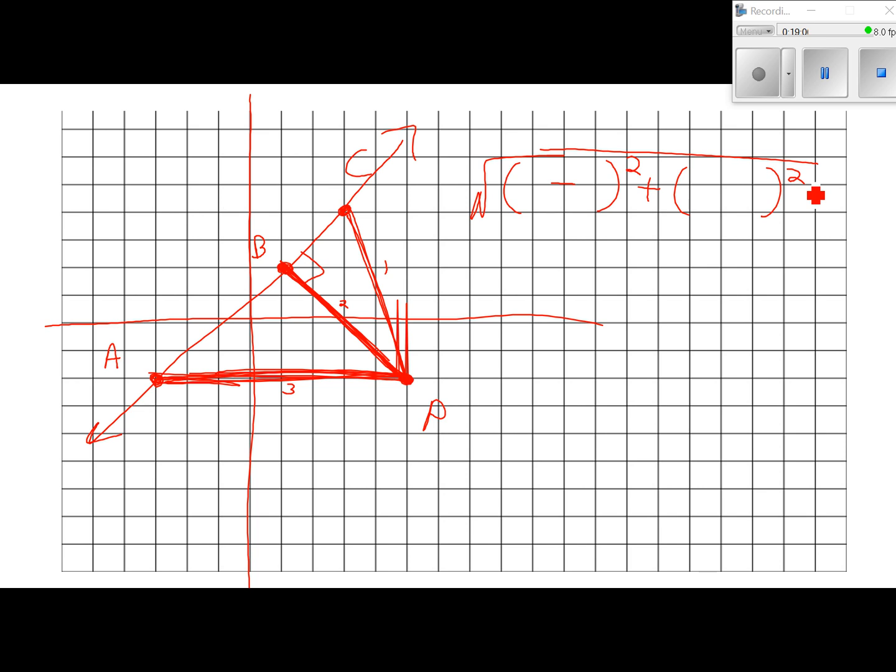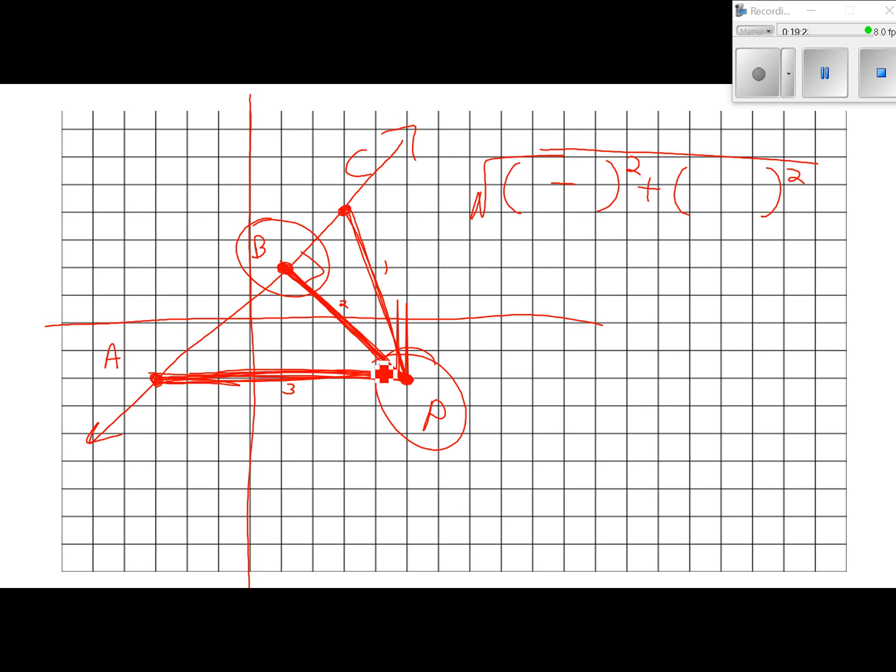So we got this. When we're using this, I guarantee there's several of these on the next test. When we're using this, all you're going to do is you're going to use point B and point P. Those are all you want, point B and point P.